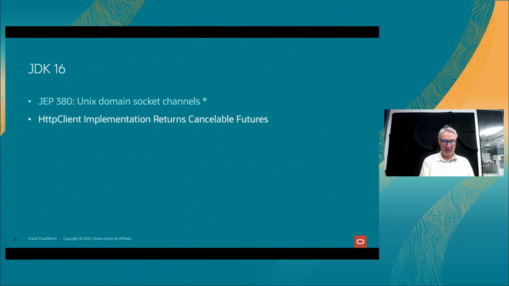HTTP client implementation returns cancelable futures. So this is the HTTP client that was introduced in JDK 11. It's an asynchronous API built around the CompletableFuture class. So CompletableFutures are cancelable. If you call the cancel method, that works fine, but it was only partially implemented prior to JDK 16.